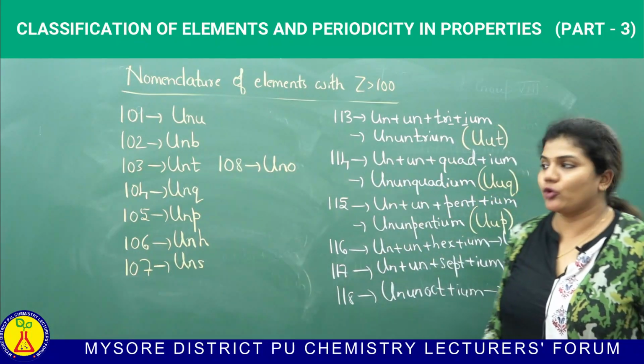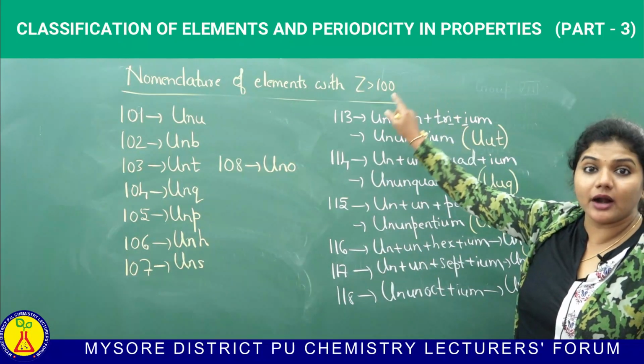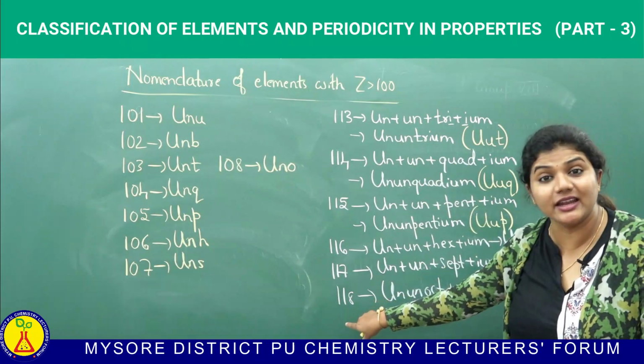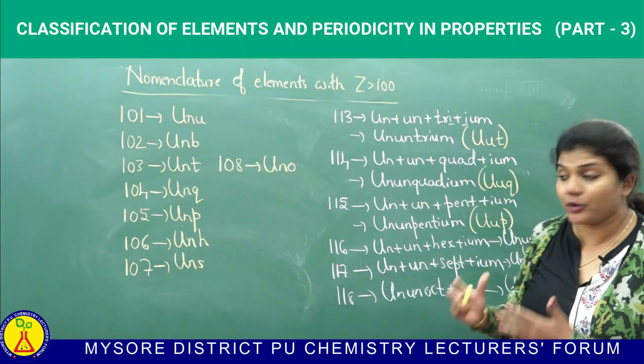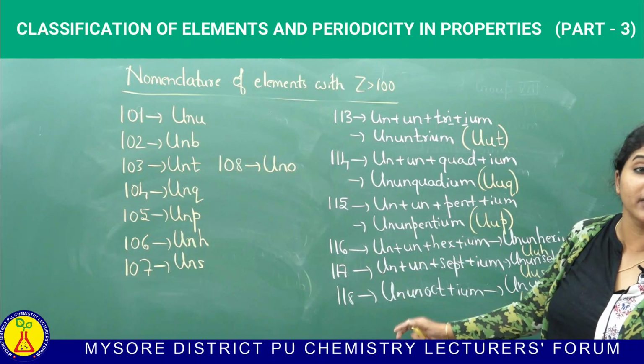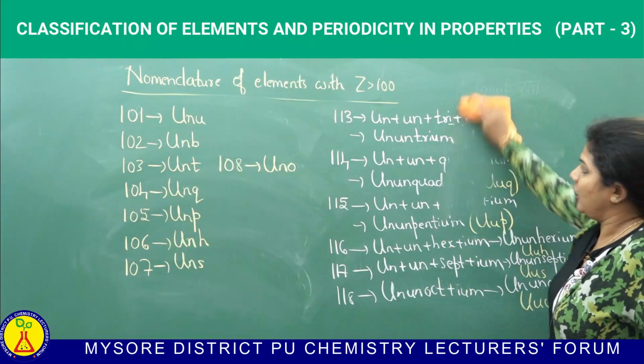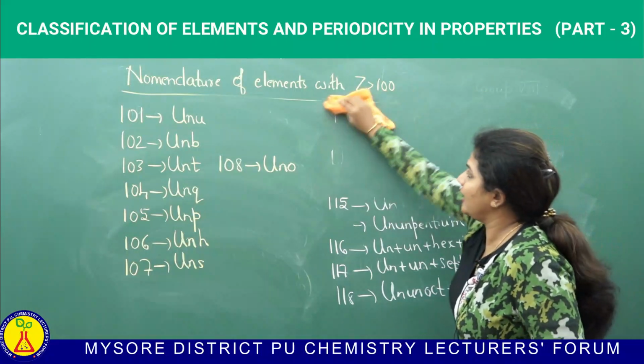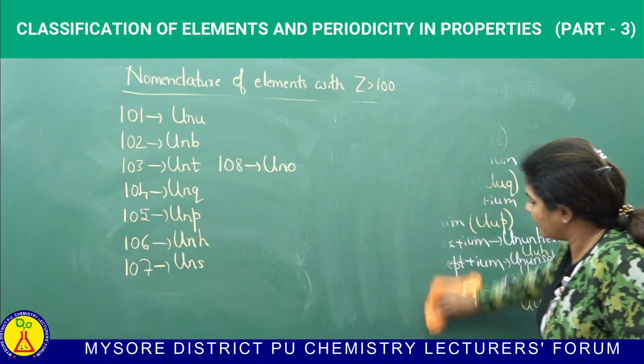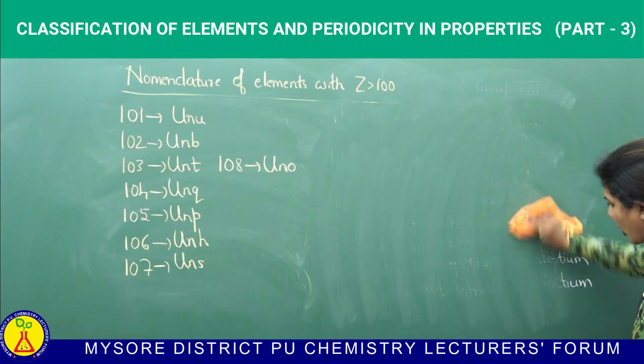So that is the nomenclature for the elements with atomic number 101 to 118. Why 118 as the last? Because the modern periodic table can accommodate around 118 elements. So what were the concepts you studied in today's class? We'll have a quick insight on those concepts.